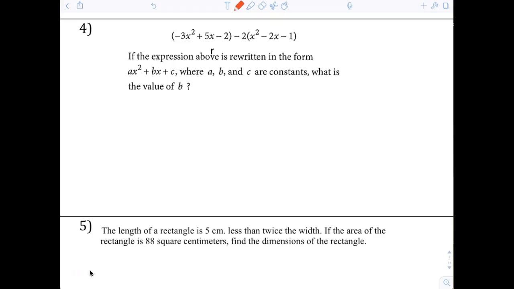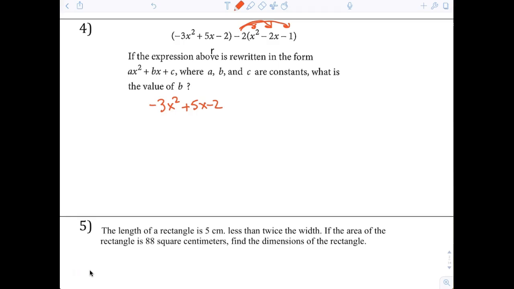All right, so look up. Number 4. Hopefully you understand what I'm saying. It's not necessary. Now, some of you don't try to do too much work in your head. The first one I want you to write down is negative 3x squared plus 5x minus 2. No reason for parentheses. Now I'm distributing a what? I'm distributing a -2. And when I distribute that -2, it becomes what?